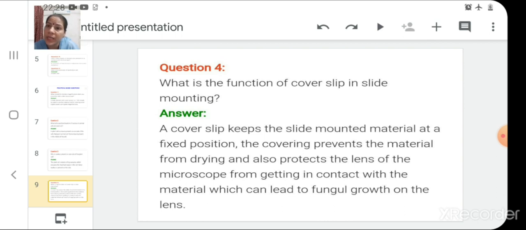And this covering prevents the material from drying also. Not only this, there is one more function of this covering of material with a cover slip, that is, it also protects the delicate and costly lens of the microscope from getting in contact with the material, which can lead to fungal growth onto the lens. So it ultimately protects the lens.